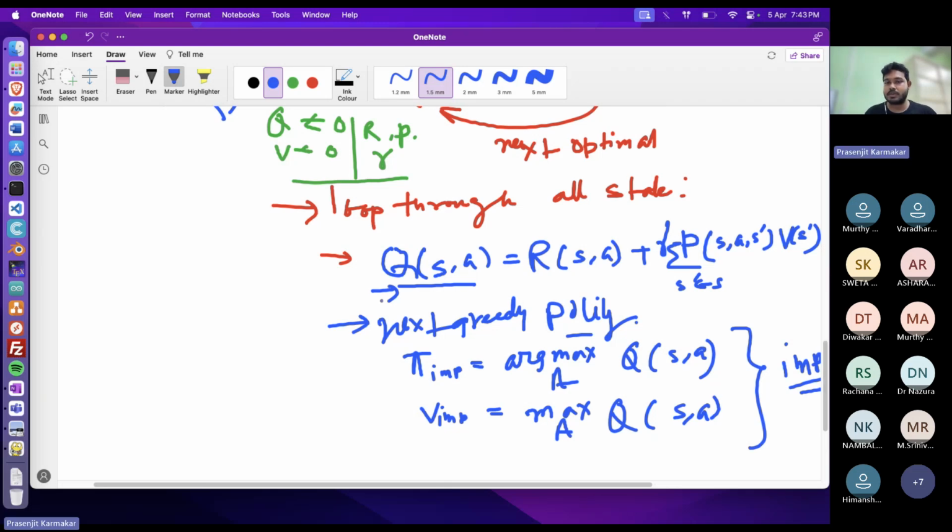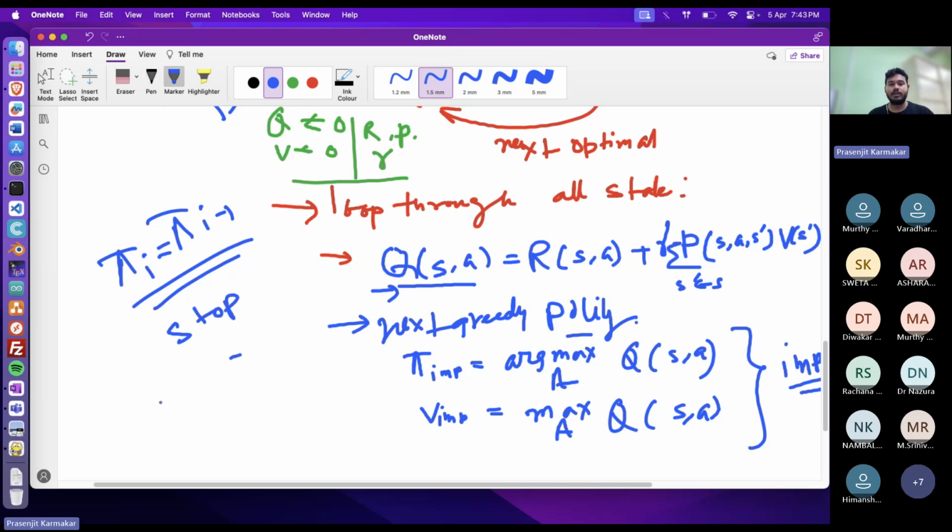Okay. So you can stop in two ways. Either the policy has halted, meaning you have no improvement in the policy, or your value function has halted, meaning it has converged to some value. You can check whether pi i and pi i minus 1 are the same or not. If they are the same, then stop. This is the stopping criteria.